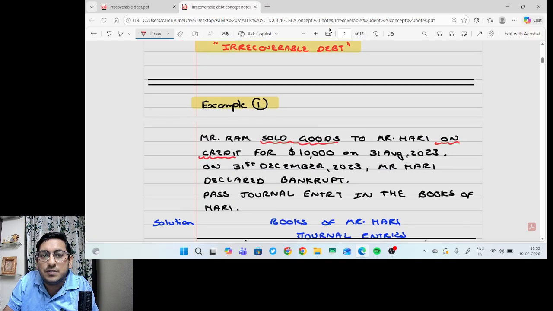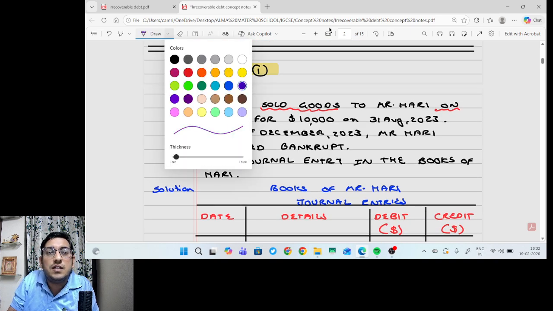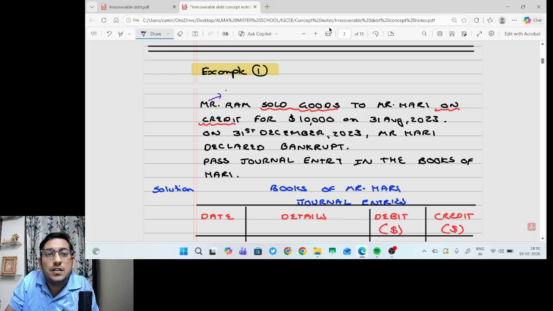Let us take an example. Say Mr. Ram sold goods to Mr. Hari. So can I say Mr. Ram is called the seller? To whom does the risk of irrecoverable debt happen? Mr. Ram is the seller. So the seller is always having a risk of irrecoverable debt.